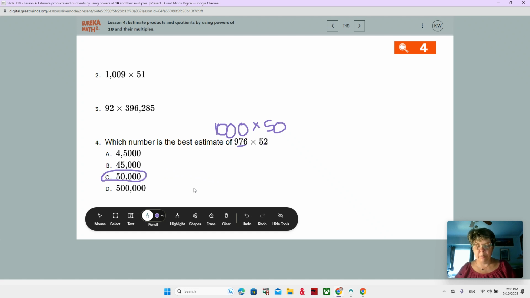All right, so we're always looking at our powers of 10 or our multiples of powers of 10, and we can have more than one correct answer, right? Maybe you didn't get 50,000 here. Maybe you did 52 times 1,000 and you got 52,000, right? Okay, that's all right, but we should be able to say that this is also a possible correct answer. Okay, very nice job.